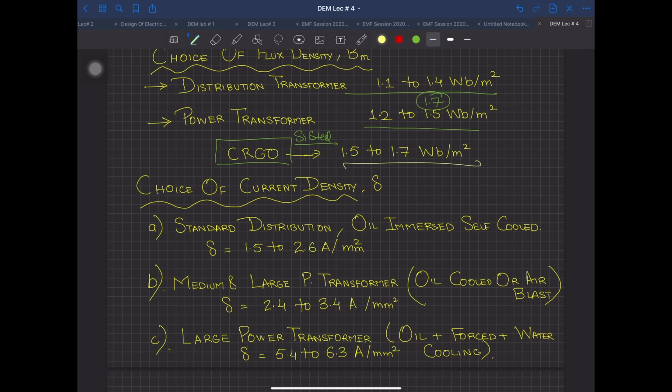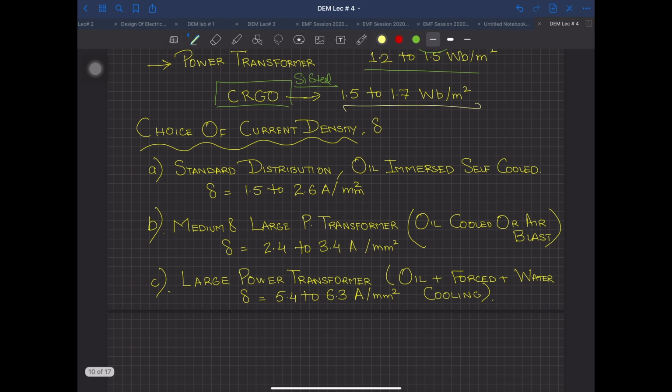Current density for the inner winding is always going to be smaller. For the outer winding, it's always going to be higher. Plus, if it is going to be naturally cooled, it will be on the smaller side. If it is forcefully cooled, it will be on the higher side. So you can see over there are three areas over here. One is the standard distribution transformer, which is normally outside your homes, 100 kVA, 200 kVA. It is an oil immersed self-cooled one. Because of the convection current, it is being cooled down. The current density is just 1.5 to 2.6 ampere, very, very small.